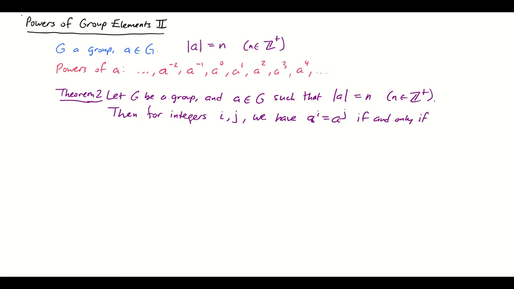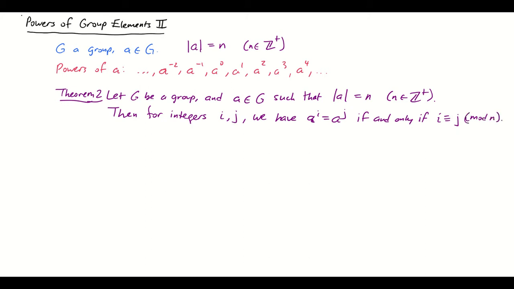Okay, so we started out pretty much the same way we did with the previous theorem. The previous theorem said a to the i was equal to a to the j if and only if i and j were equal, if and only if the exponents were exactly the same. This time it's a little bit different. This time the condition is if and only if i is congruent to j mod n.